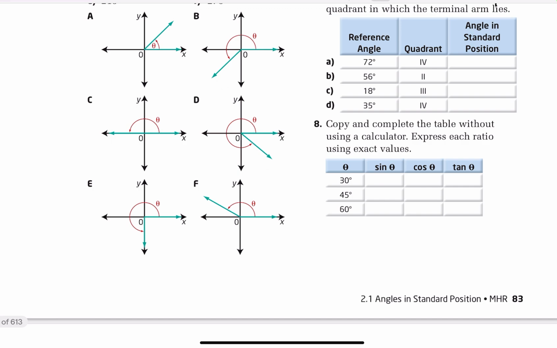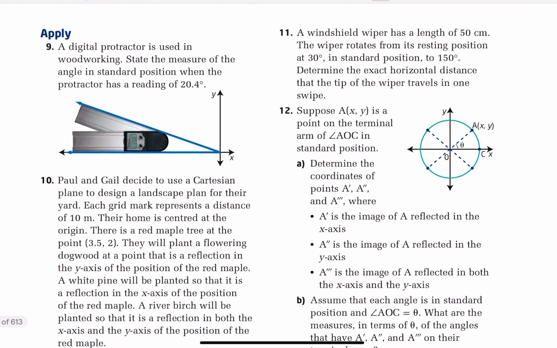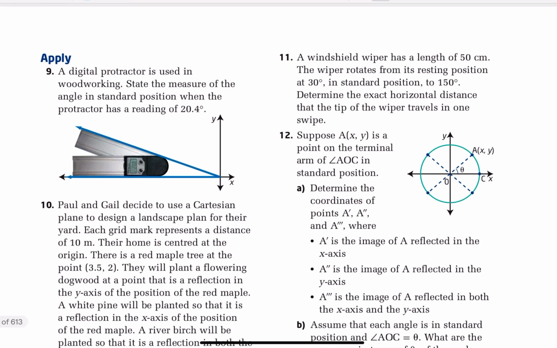Okay, so I think all this is good. This is just some other application. We can go over them if you have any question.